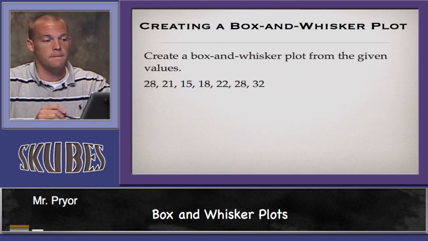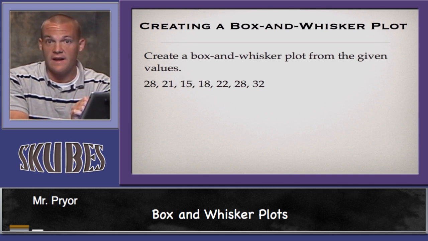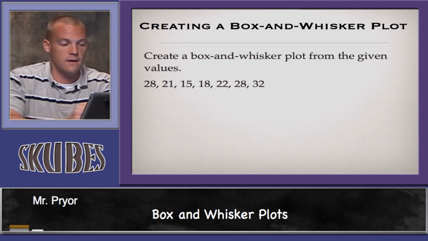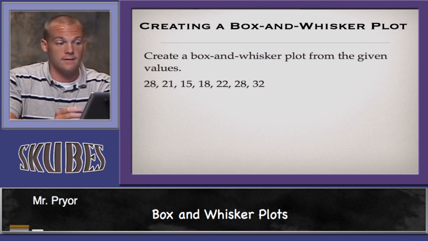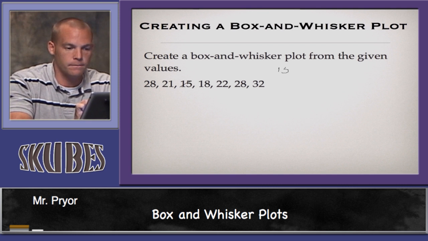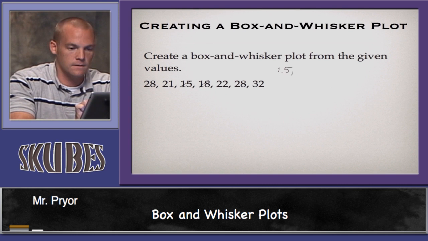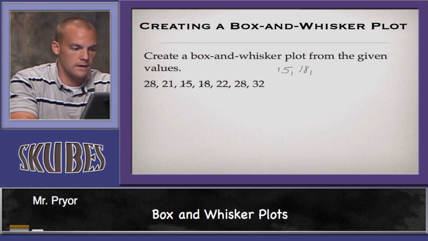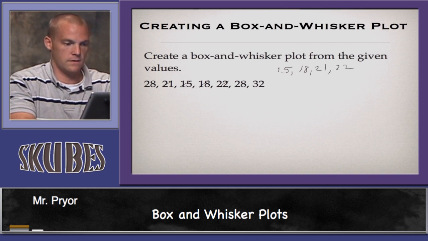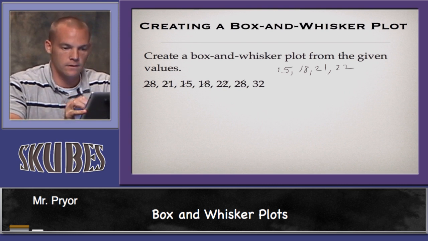So our first example here is just giving us a set of values, and they're wanting us to create a box and whisker plot. So the best thing to do here, and if you're doing anything with median, you have to rewrite it from least to greatest, or greatest to least. But I'm going to just do least to greatest. So it looks like the smallest number we have is 15. All right. And then the next number will be 18. And then 21 and 22. And then looks like we have two 28s and a 32.